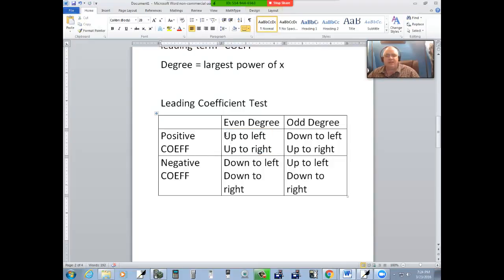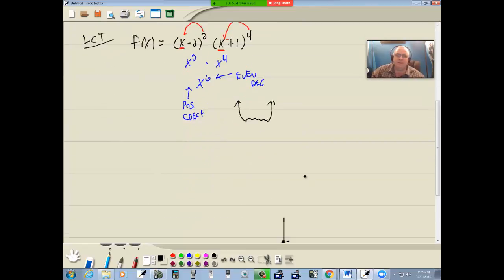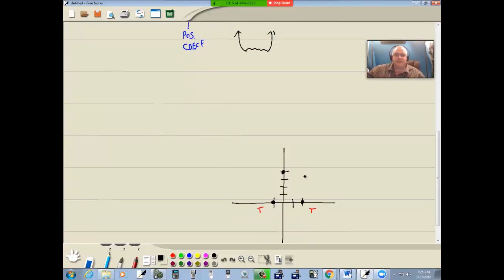Positive coefficient, even degree is again up to the left, up to the right. So I don't know much about it, but I know it's up to the left and up to the right. Okay, come down here. As it goes clear to the left, it has to be going up. As it goes clear to the right, it has to be going up. It's touching here, which means this has to come down, touch at this point, turn around, and come up. It definitely has to cross the y-axis here. And then at some point it's going to turn around, come down here, touch, and then go back up.